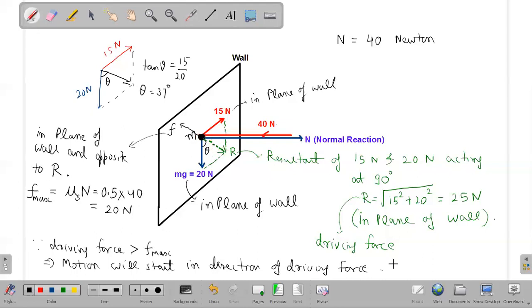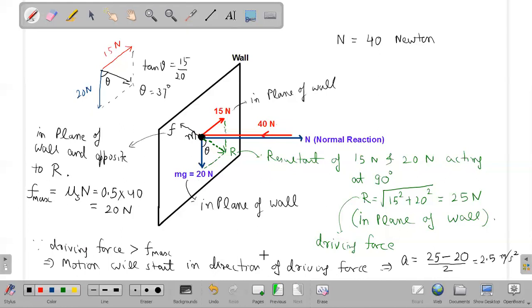And we can also find out the acceleration of this object. Driving force 25 Newton minus the friction force, which will act at the maximum value 20, divided by the mass of object, and that is 2.5 meter per second square.